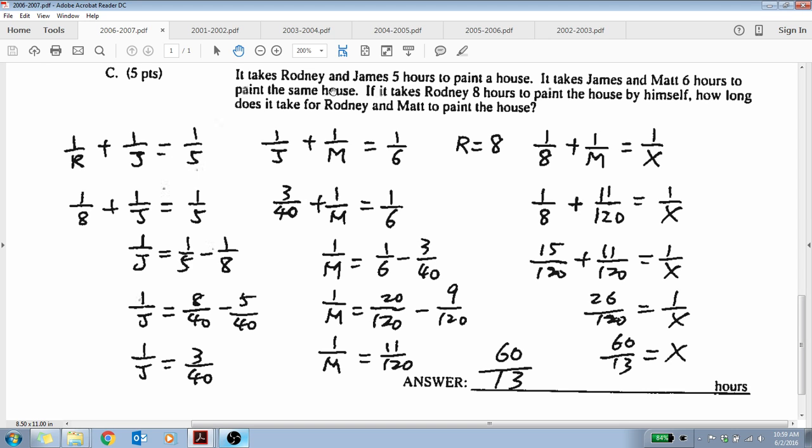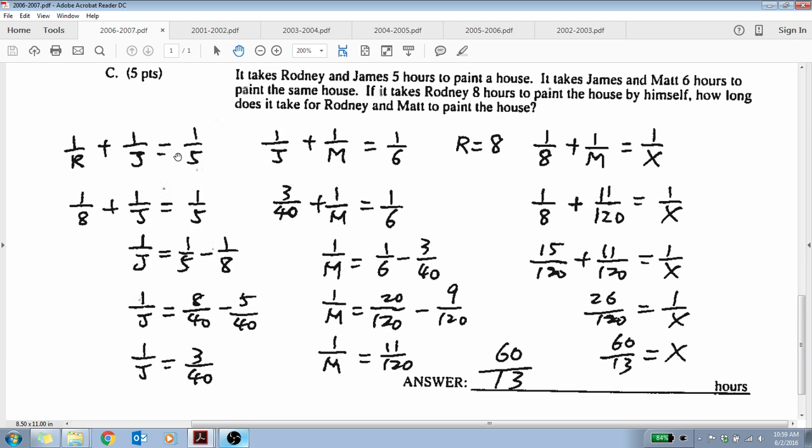If I take a look at the first part, it takes Rodney and James 5 hours to paint a house. Well, I can put 1 over Rodney's time, so 1 over R, add that with 1 over James's time, 1 over J. That's going to equal 1 over the total time, which is 5 hours, as it said. So this would be how I set this up: 1 over R plus 1 over J equals 1 over 5.